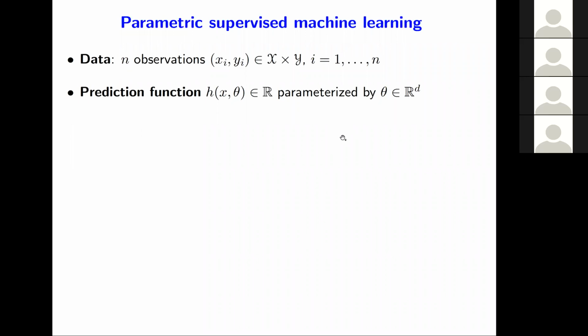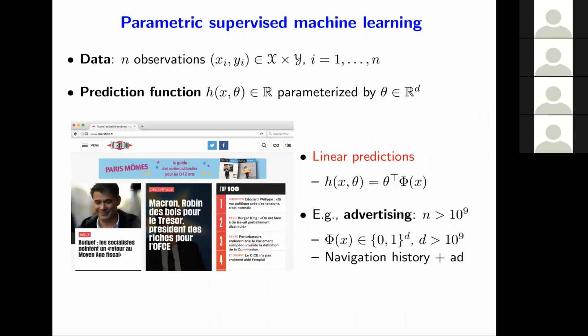So to make things concrete, there are two main classes of models that people consider in practice: pure linear models, where your prediction function is linear in theta. This is used a lot, for example, in advertising, where phi of x, your feature vector, is simply, for each of the clients of search engines or any internet company, a one if you went to see a website and zero otherwise. And so you get a big long vector of zeros and ones, and from that they predict whether they want to show you an ad or not. So what makes the problem difficult is that both n and d are very large. In this talk, n will always be the number of observations, so very large, and d will be the size of the parameter vector, also quite large.